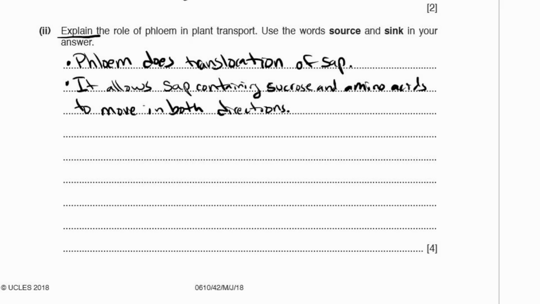You don't really have to repeat that it contains sucrose and amino acids. You kind of answered that in the part just before that. So you can say it allows sap to move in both directions, or you could use a different term. You could say it allows for bidirectional movement. You want to sound a little bit more scientific about it, I guess you could say. So rather than saying moving in both directions, you could say bidirectional movement, but both are okay. So sap is moved from the source where it is made or taken from storage to the sink, which is where it's needed.